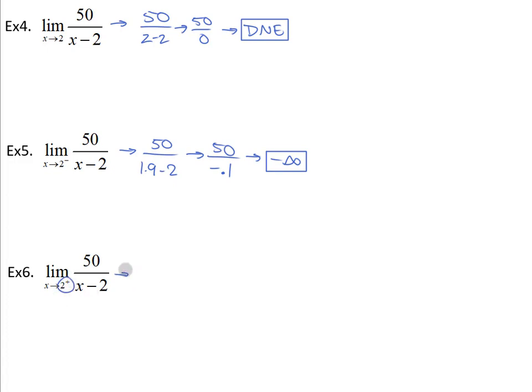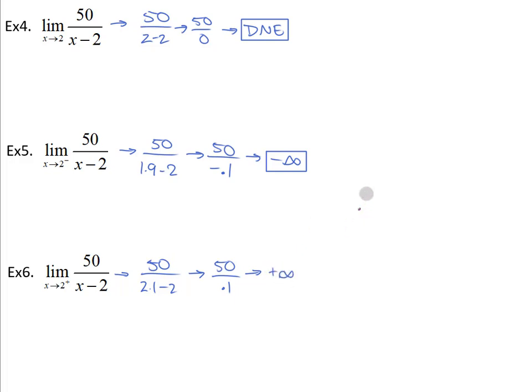And again, we know we're approaching it from the right because it's got that plus sign after our 2. So we're going to plug in a value a little bit bigger than 2, or to the right of 2 on the number line. That gives me 50 over 0.1. And again, we're looking for the sign of this answer if it's a one-sided limit. Is it positive or negative? Of course, a positive divided by a positive is positive.